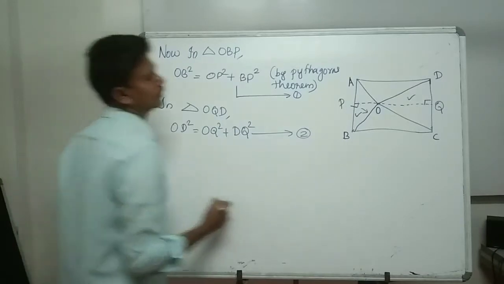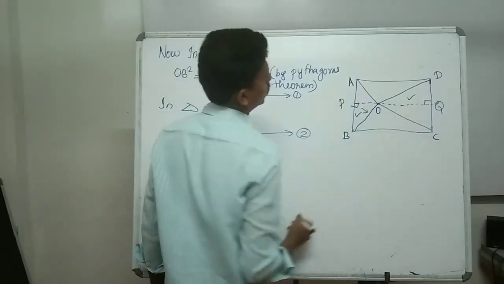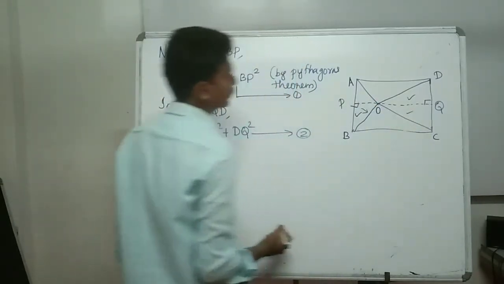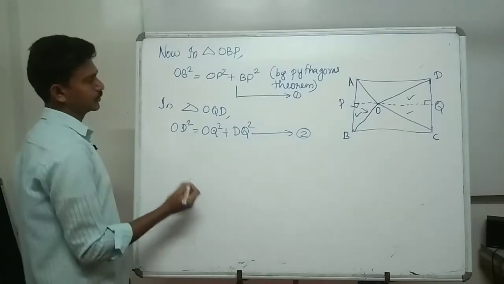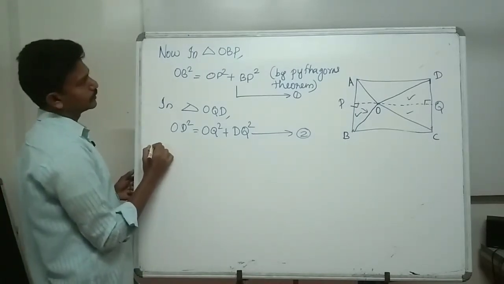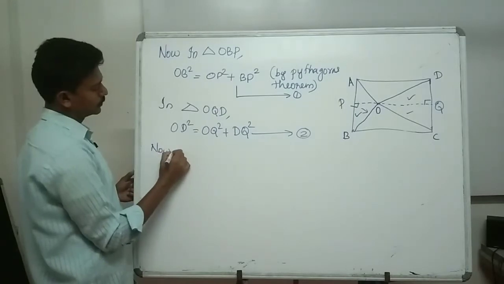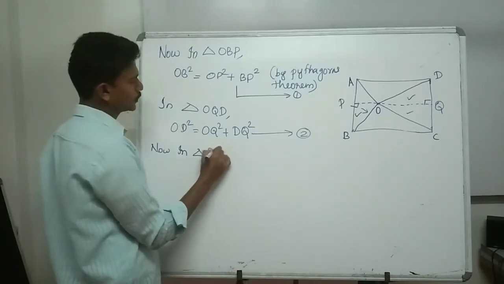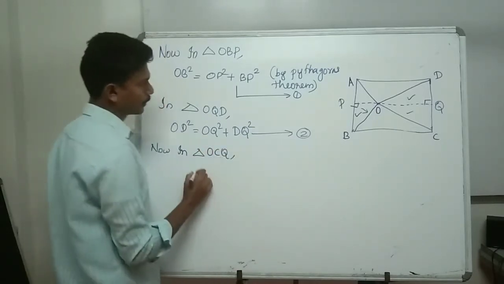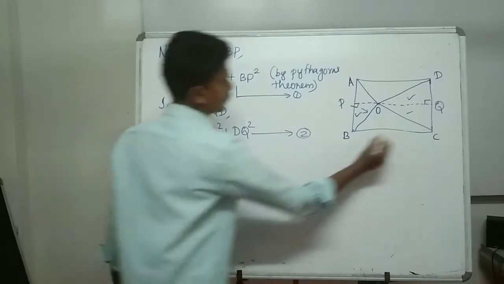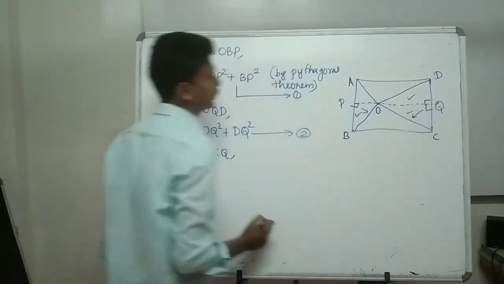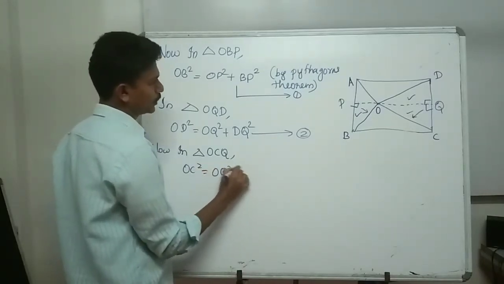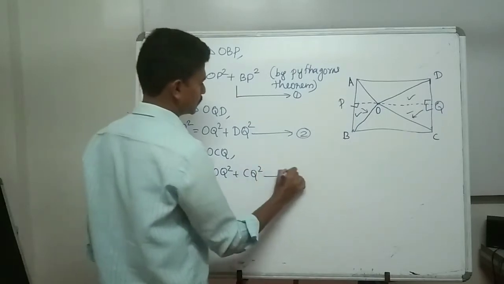Now we take another two triangles, for OA square and OC square. First let us take one triangle, with OC and OQ. In triangle OCQ, OC is the hypotenuse opposite to the right angle. So OC square is equal to OQ square plus CQ square. This is equation 3.